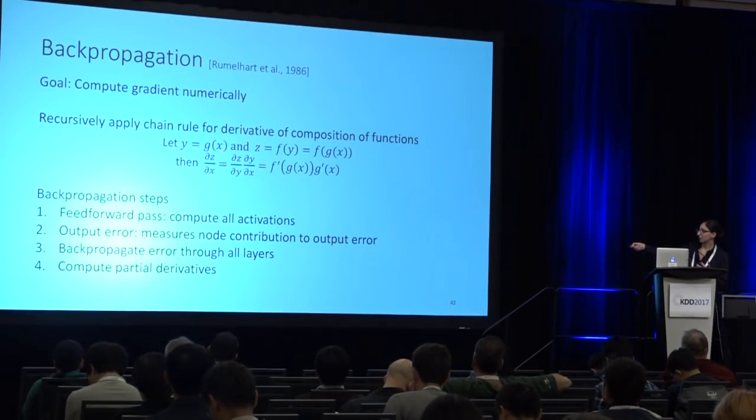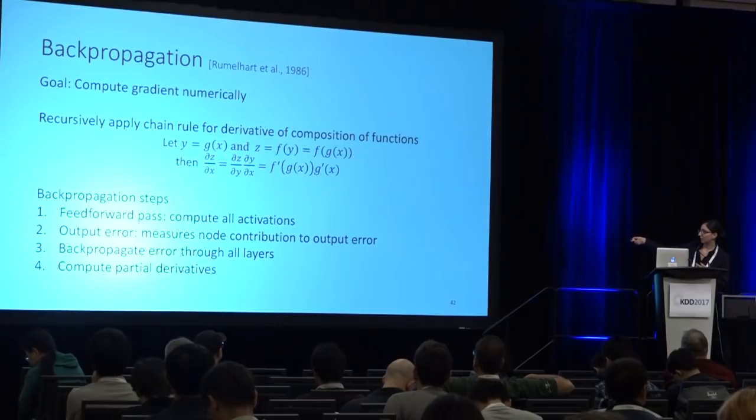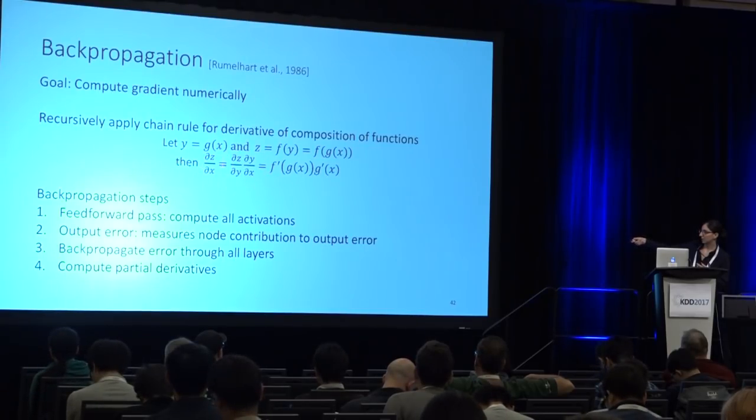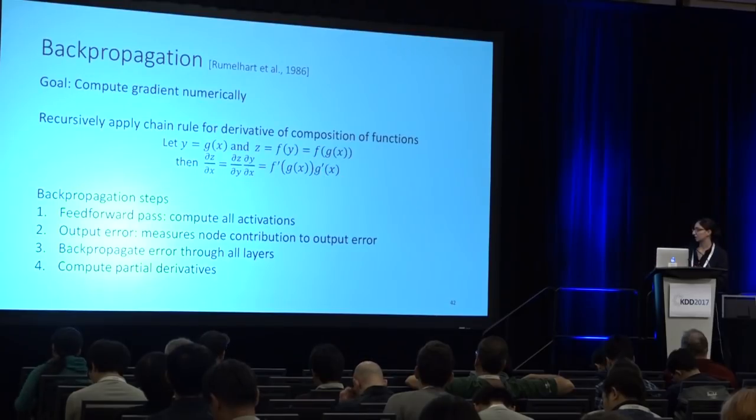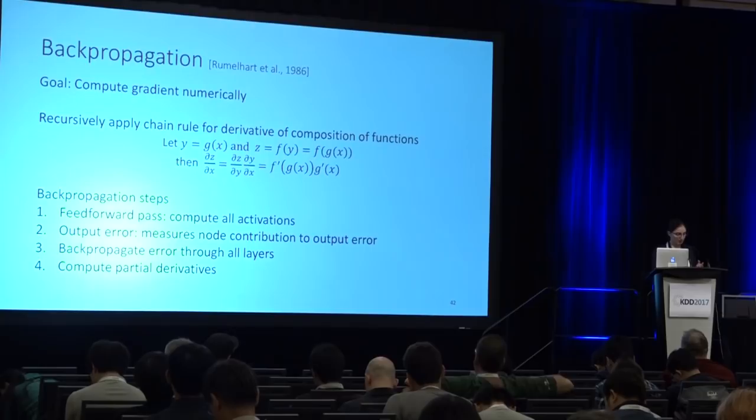Let's imagine that you have a function g that you apply to some x and that gives you y. And then on top of g, you apply another function f. So your z here is just the composition of f and g. Then your derivative of z with respect to the input x is given by this, which is the chain rule: the derivative of f applied to g of x, which is y, and then the derivative of g applied to x. And so backpropagation leverages the chain rule, and it has four steps.